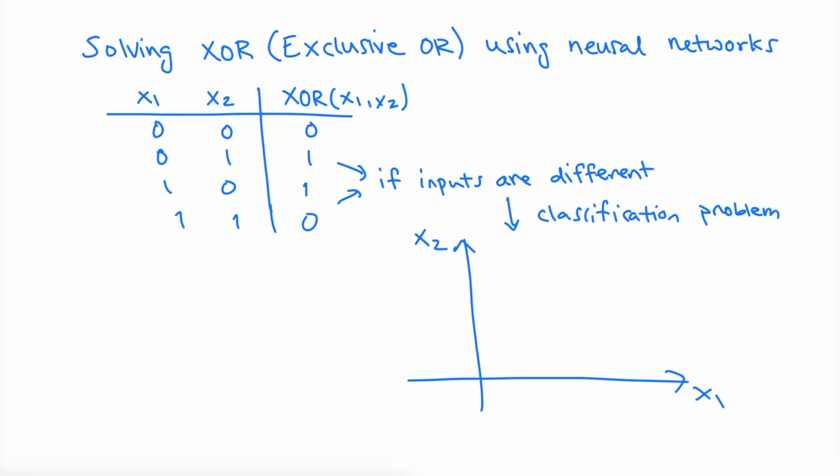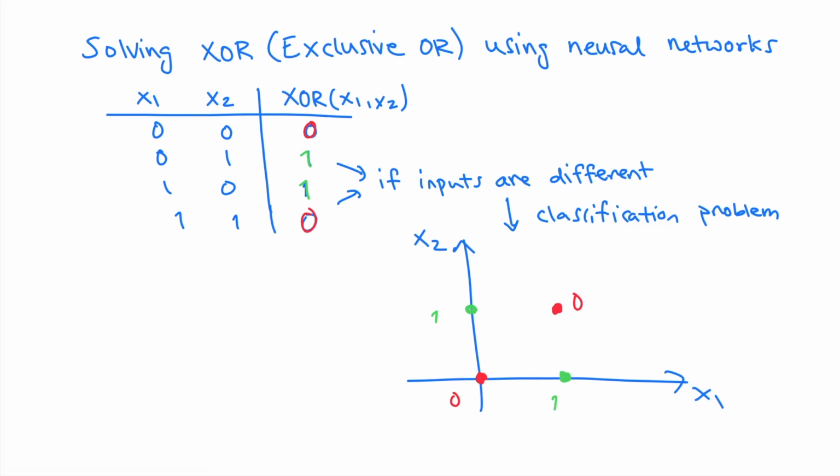And if we plot these data points and also color code them to see the difference in their outputs or labels, we have 0 and 0, and 1 and 1, which both belong to class 0. And then 0 and 1, and 1 and 0, belong to class 1. Once we plot all these 4 points, you can see that this is a difficult classification problem, in the sense that we cannot find a single line to correctly classify or separate these data points.